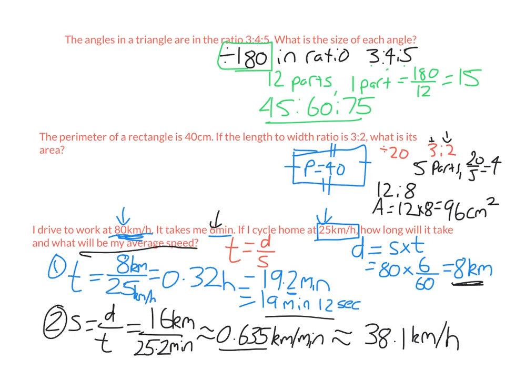So go from minutes to hours there. I times by 60 because if I go 0.635 kilometers in 1 minute, I'll go 60 times that distance in 1 hour, and this is my final answer. So note it's closer to 25 than to 80 because, again, I spent much more time cycling than I did driving. So this was a hard question.